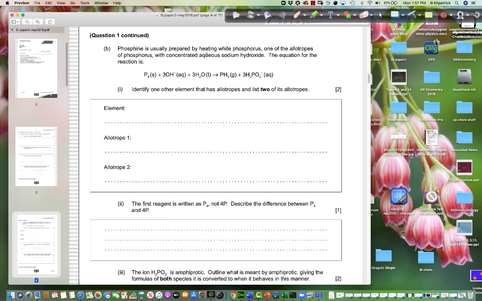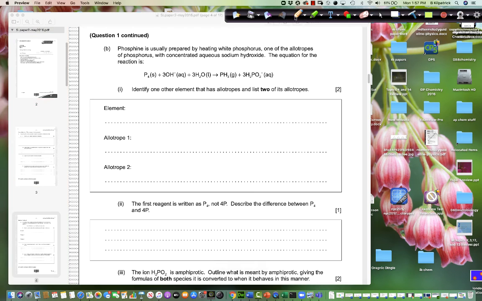Phosphine is usually prepared by heating white phosphorus, which is P4, one of the allotropes of phosphorus, with concentrated aqueous sodium hydroxide. The equation is listed right here. Okay, identify one other element that has allotropes. Essentially, this is a vocab question. Do you know what an allotrope is?